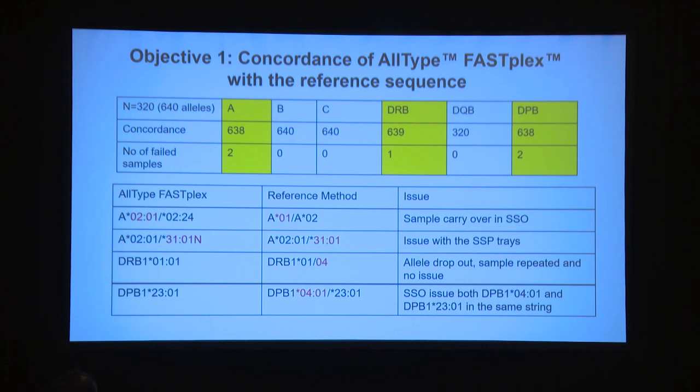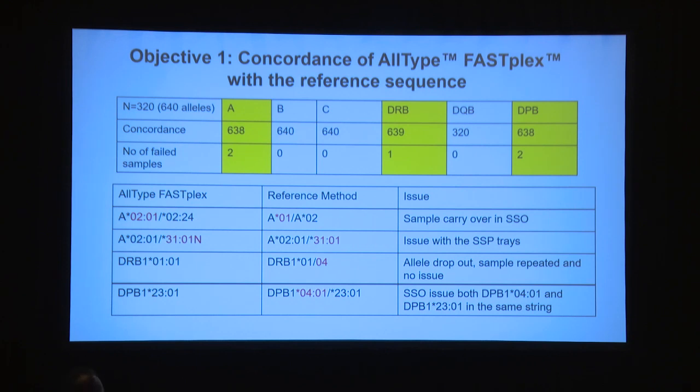The next one is AllType FASTplex gave us an A0201 and 3101 null. Even using the SSP trays, which can resolve these rare null alleles, we were not able to resolve it. And then when I contacted the vendor who supplied us with the SSP, they said, we just supplied the primer, but we cannot guarantee that it's going to work with every single rare allele.